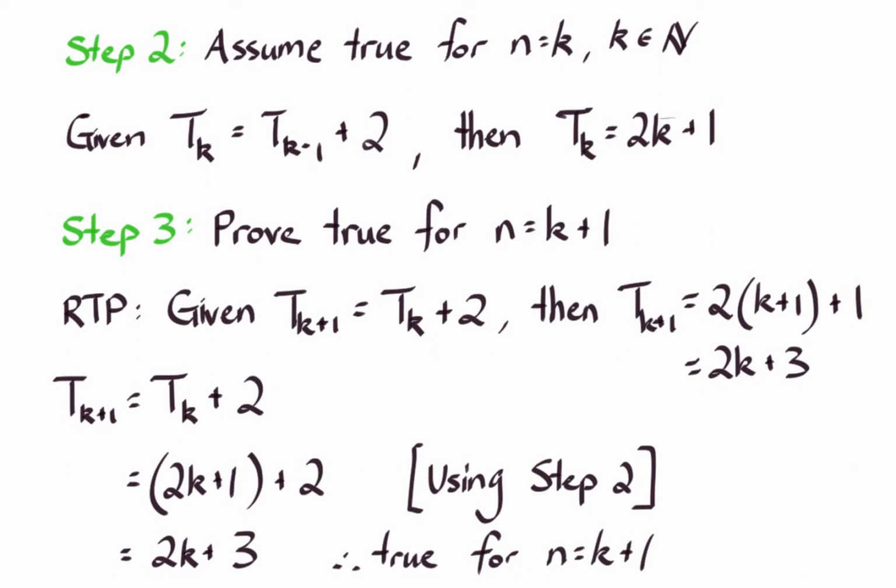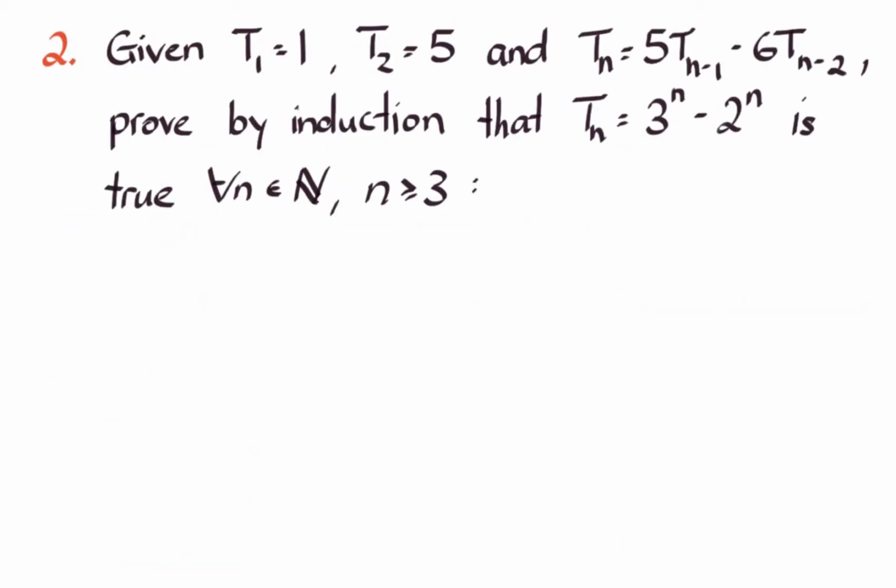Okay, so that was actually quite a nice step 3, wasn't it? Let's go to our second example now, which is a second order recursive formula. Given t1 equals 1, t2 equals 5, and tn equals 5 lots of tn minus 1 minus 6 lots of tn minus 2. So there's our second order recurrence relation. Alright, we can see it's relying not just on the term before it, but also the term before that.